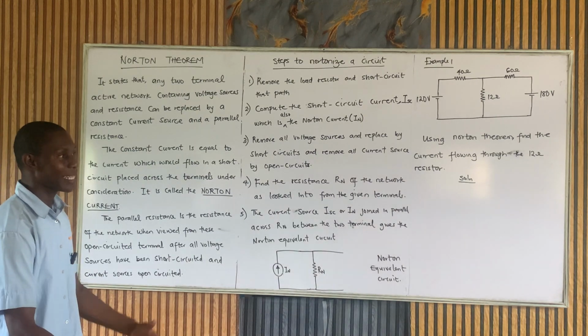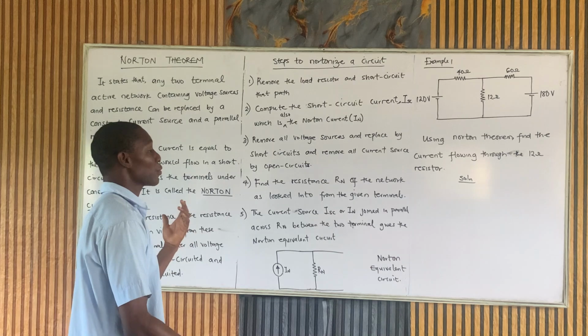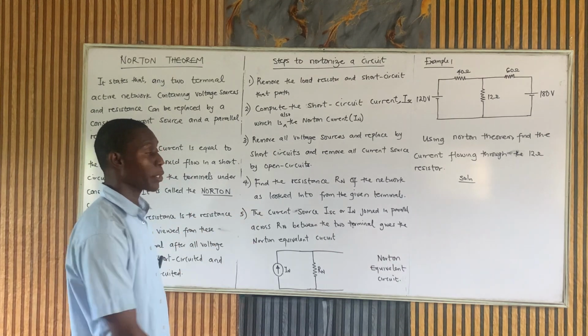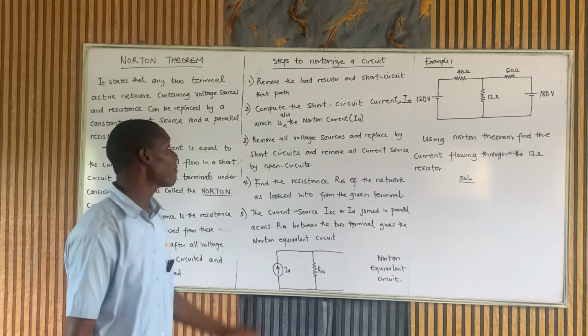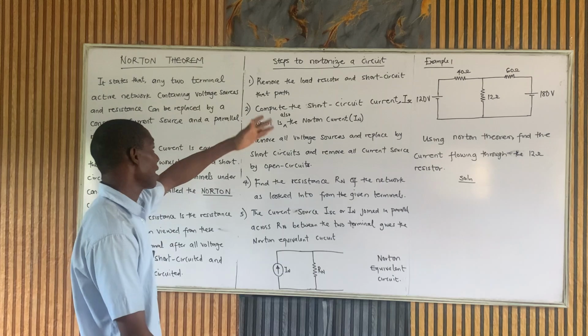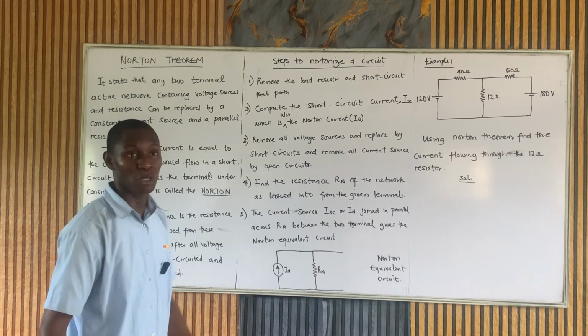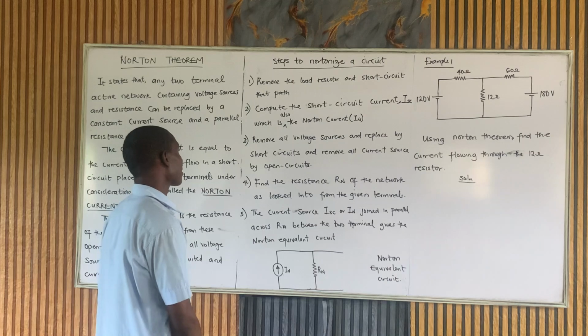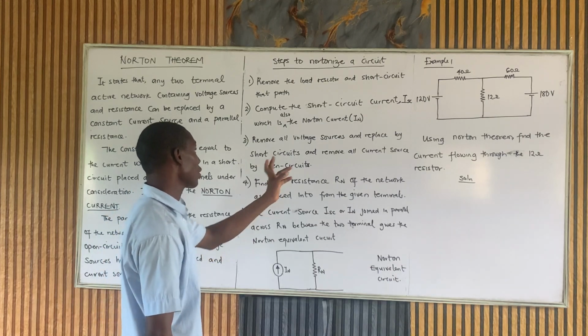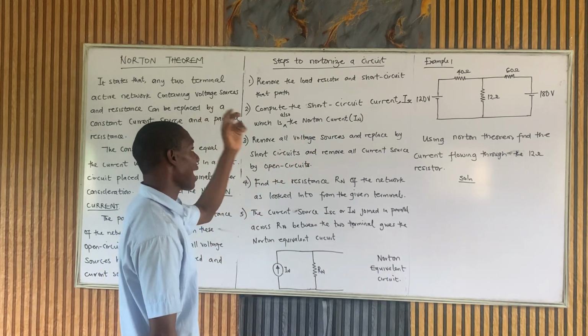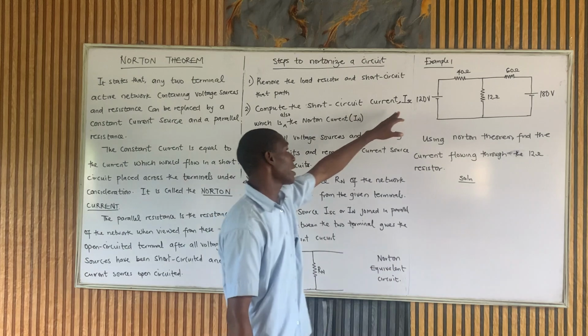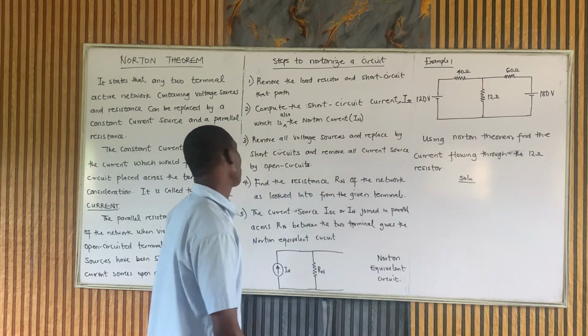Now the parallel resistance is what we call the Norton resistance, Rn. What are the steps we use to solve a problem using the Norton theorem? The first is to remove the load resistance and short circuit that part. I will illustrate that when I'm solving a question. The next is to compute the short circuit current, ISC, which is also known as the Norton current.